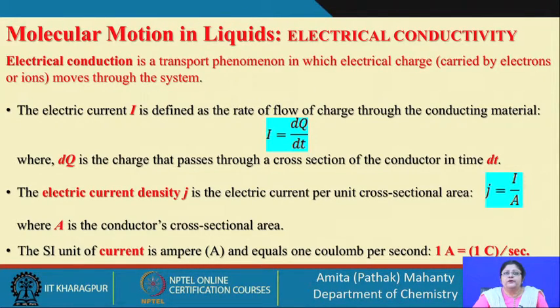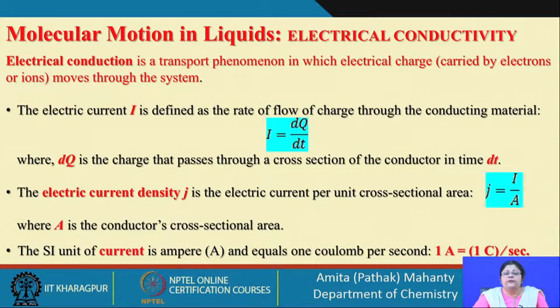So, what is the expression which we have? It is the rate of flow of charge. That means, if dq is the charge that is passing through a cross section of a conductor in time dt, then we have the current equal to dq by dt.